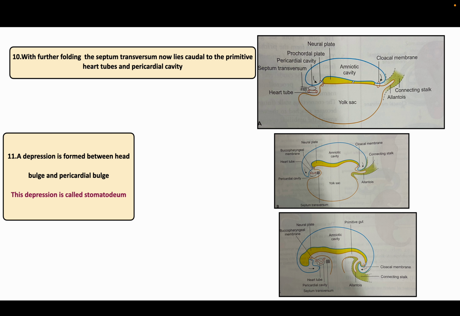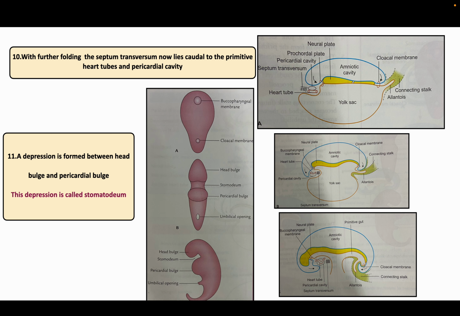A depression is formed between the head bulge and the pericardial bulge. This depression is called the stomatodium. You can see here, this is the stomatodium now.